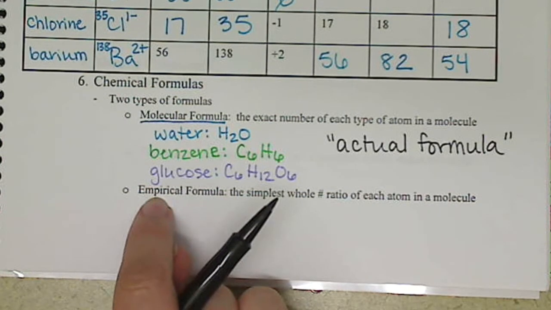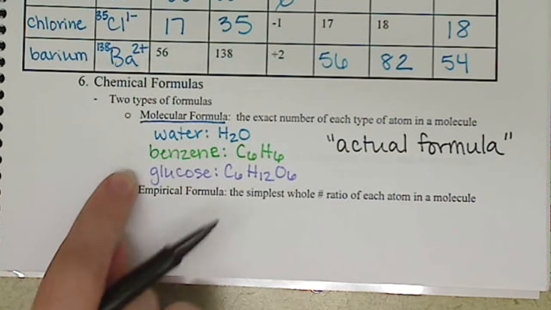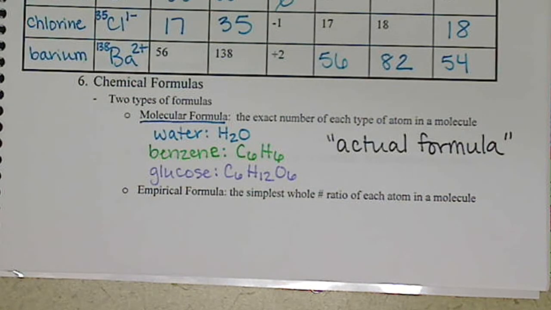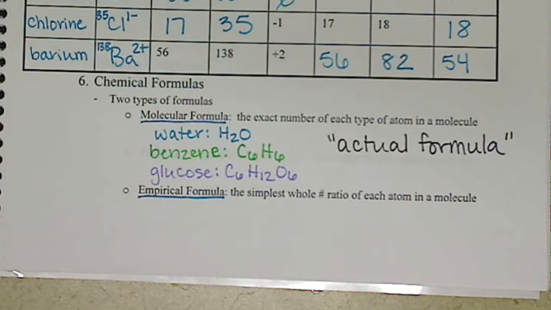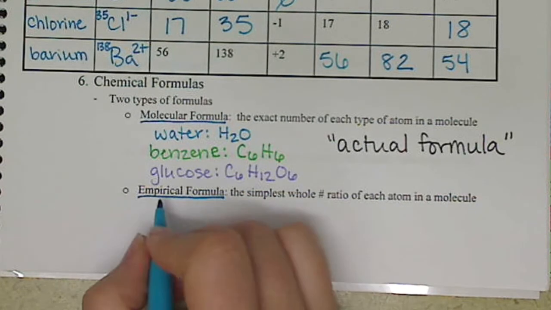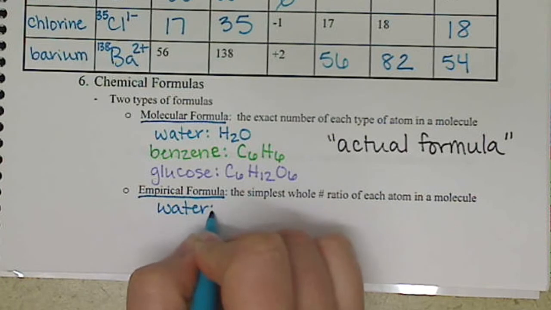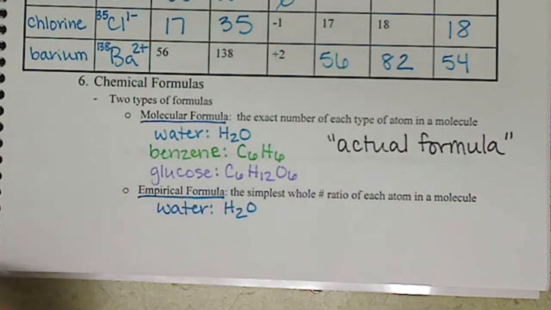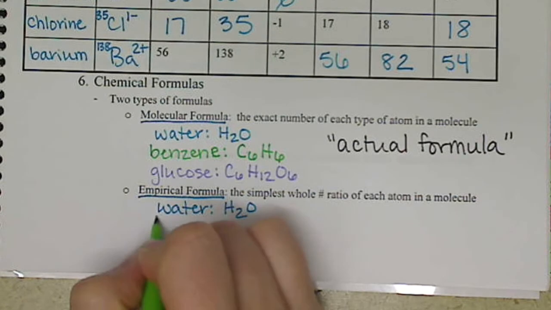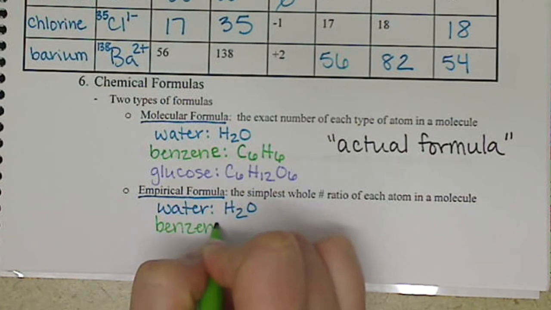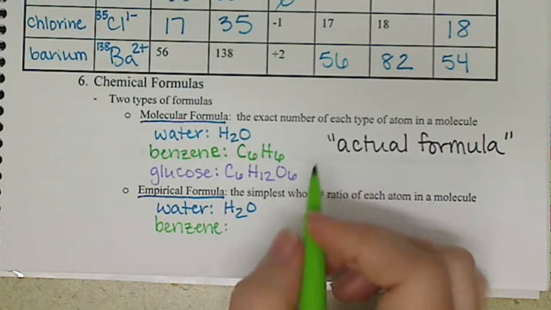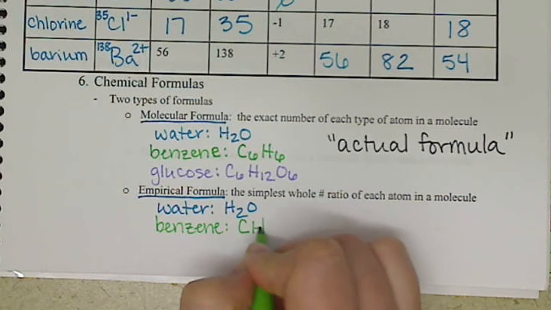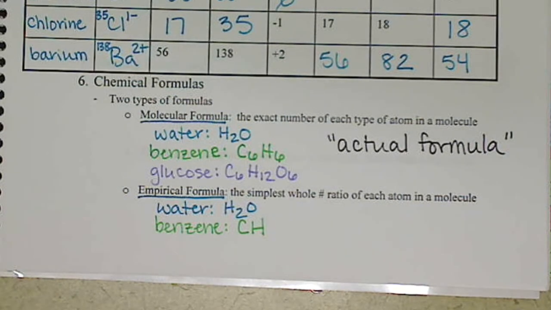Empirical formula is where we take a molecular formula and we reduce it down to its lowest common value. So it's the simplest whole ratio of each atom in a molecule. For some chemicals, it's going to be the same thing. So for water, that stays the same. However, for benzene, even though up here we had a 6:6 ratio, if we reduce this down, our empirical formula becomes CH, carbon and hydrogen.